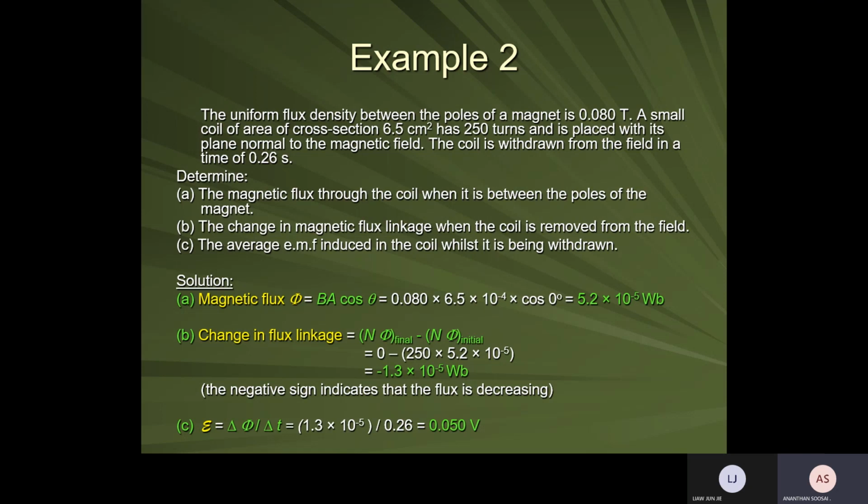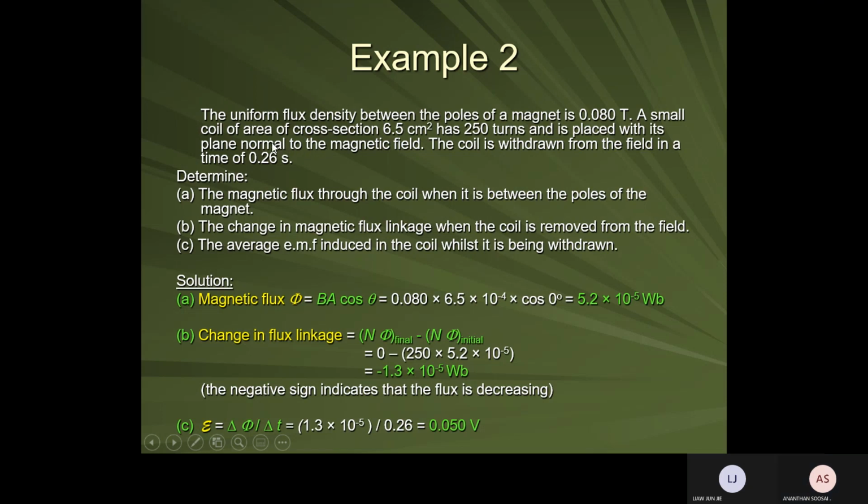Okay, so one example. Look at the question and the solution. The flux density between the poles of a magnet is 0.08 Tesla. A small coil of area 6.5 centimeters squared has 250 turns. It sits with its plane normal to the magnetic field.